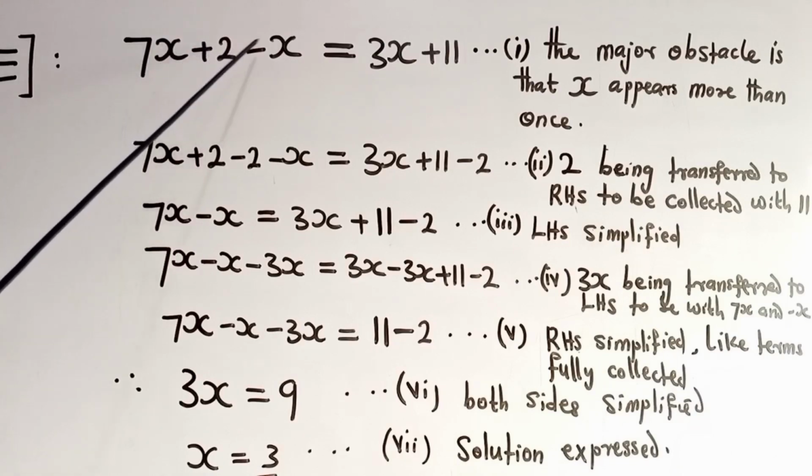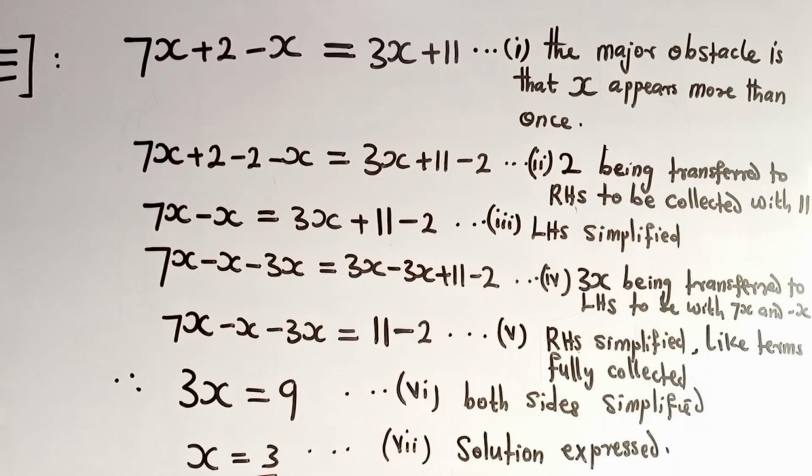7x plus 2 minus x is equal to 3x plus 11. What is the major obstacle in this equation? The major obstacle is that x appears more than once. It appears as minus x, it appears in 7x, it appears in 3x. Here it appears 3 times. It does not mean that each time the unknown appears more than once that it must be 3 times. It could be 2 times, 3 times, 4 times, and more. But in this case, it appears just 3 times.